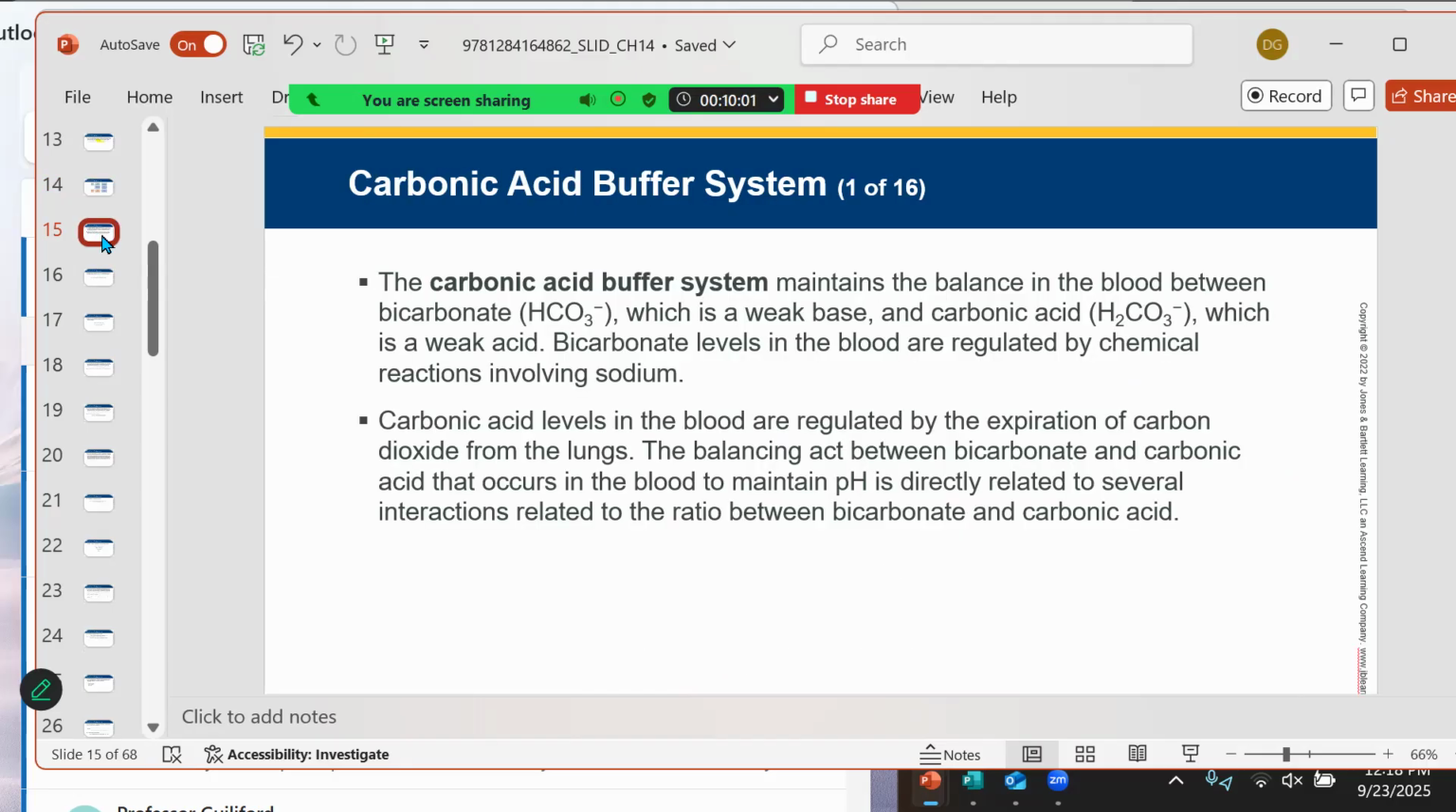There are systems in place to buffer our blood and keep it in a safe range. The carbonic acid buffer system maintains a balance between bicarb and carbonic acid.